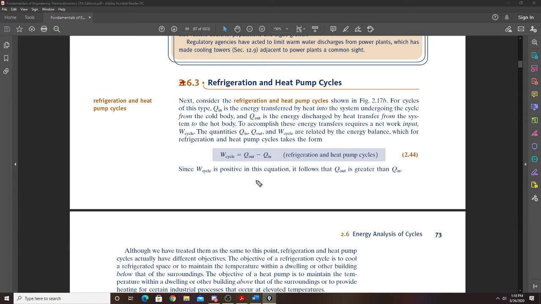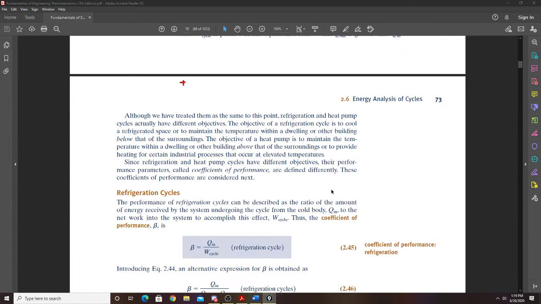To accomplish these energy transfers requires a net work input. So this is an input. This one takes energy to run, work to run. The quantities Qin, Qout, and work cycle are related by the energy balance, which for refrigeration and heat pump cycles takes the form. So right here is what they look like. So work cycle is equal to Qout minus Qin. So essentially the only difference here is that we've swapped the places of these two. These two have swapped. All right.